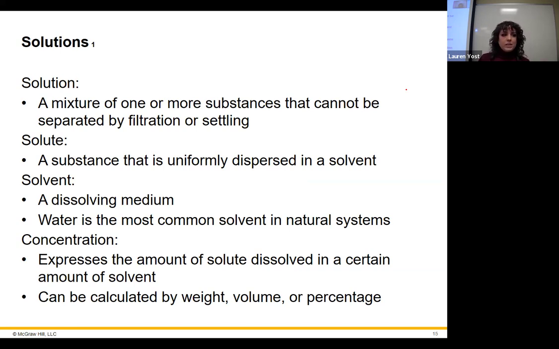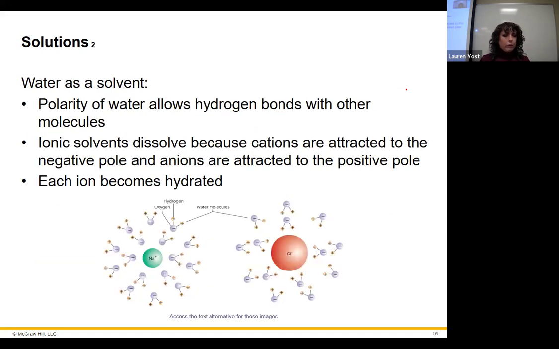Solutions, mixtures of substances. Solute is the thing that is dispersed in the solvent. So our solvent tends to be water in biological, you know, models, in natural systems. And a concentration is just a measure of, you know, the amount of a solute, a thing dissolved in the solvent. That can be by weight percentage or whatever. We're not really going to talk about that concentration too much, but the concept of it, I guess, is important. Because I'm not going to give you guys, like I said, I'm not giving you math or anything.